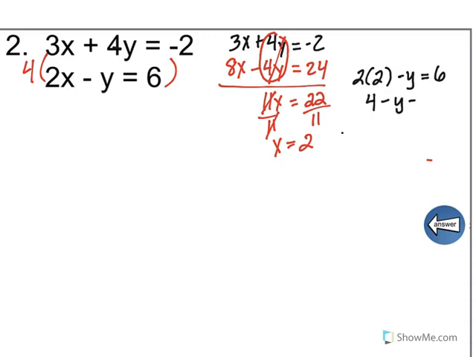That's 4 minus y is equal to 6. Subtract 4. Negative y equals 2. So that means that y is equal to negative 2. So my solution for this one was 2 and negative 2. As usual, if you plug it back into both of the original equations, you should be able to check to see if your solution was correct.